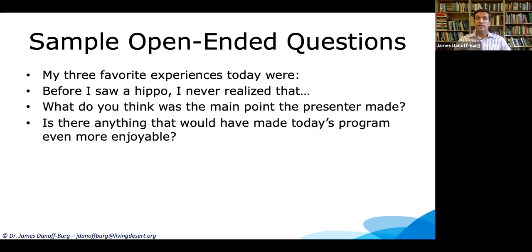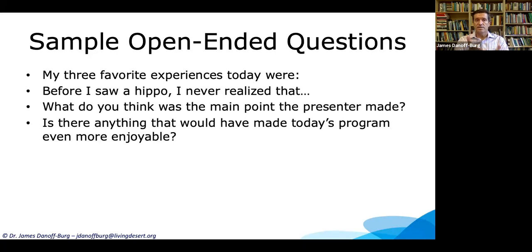It's a nice way to, again, focus their answers a bit so that it's focused just on hippos. You didn't ask them, before today, you never realized that what, right? You're limiting and constraining it by saying, before you saw the hippo, you never realized that what? They might say how big they are, how threatening they are, how adorable they are, how much water they displace, whatever it is. And from those, you can pull out information about how people perceive those animals.